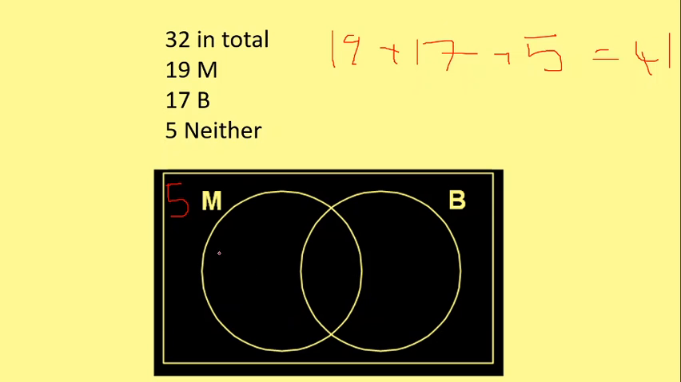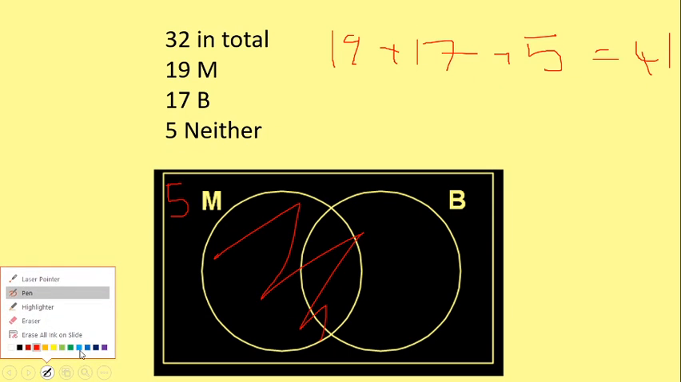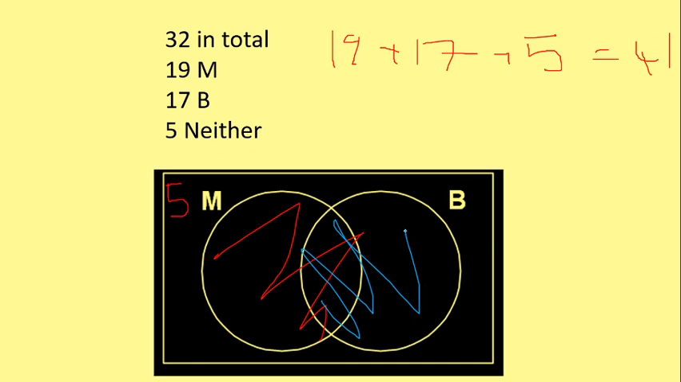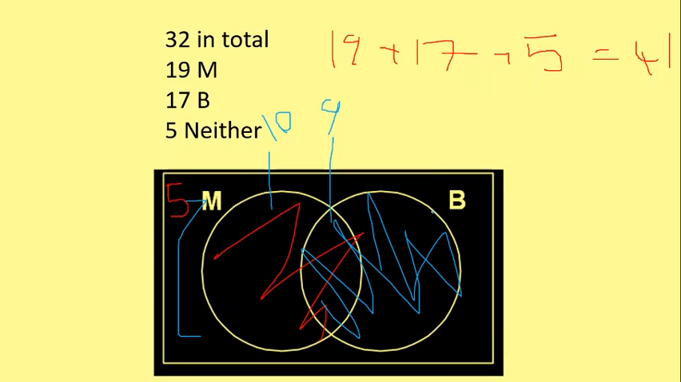But again, I've added everything in M and everything in B, so that middle section I've counted twice. So the 9 that I'm over tells you that my middle section is 9. That's how we work it out. And when your middle section is 9, everything else falls into place, because this is now going to be 10, and my B is now going to be 8.